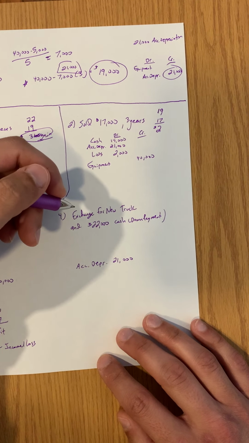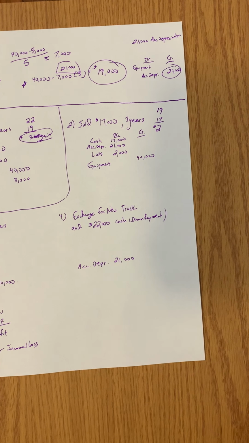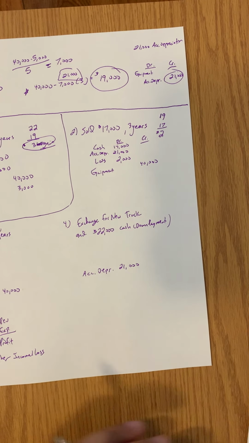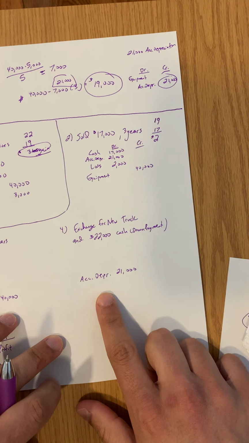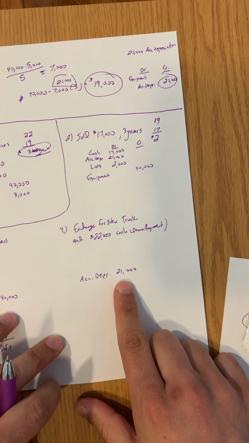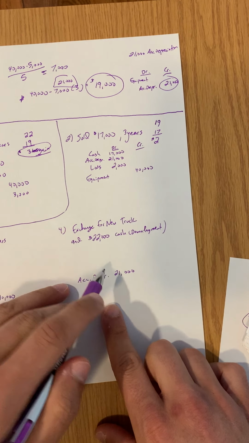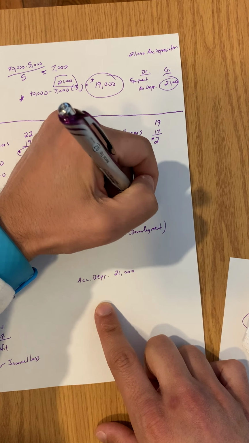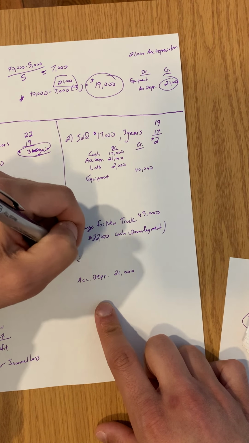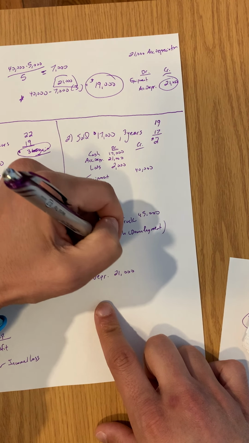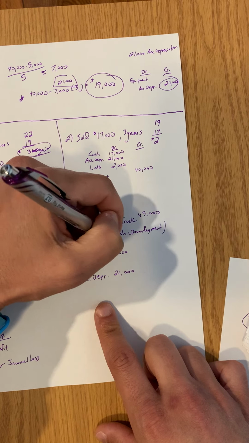All right. So the last one is a little tricky. Okay, so it has a few more entries than normal because you're getting rid of the truck. Okay, so we had that accumulated depreciation for $21,000. You're getting a new truck. That new truck is for $45,000. So we'll just start there. So you're getting a new truck for $45,000. Okay, so that's obviously a debit.